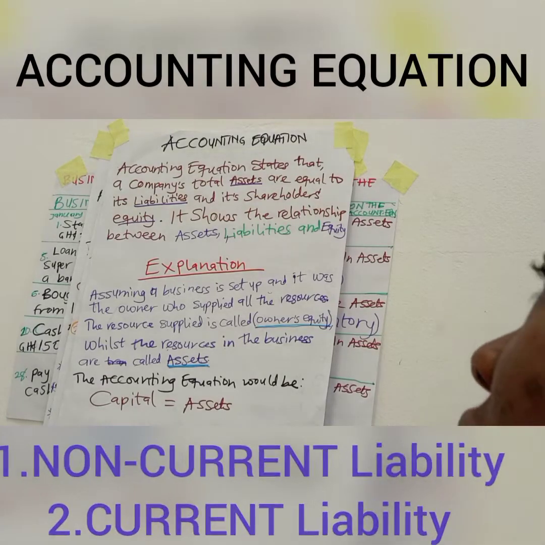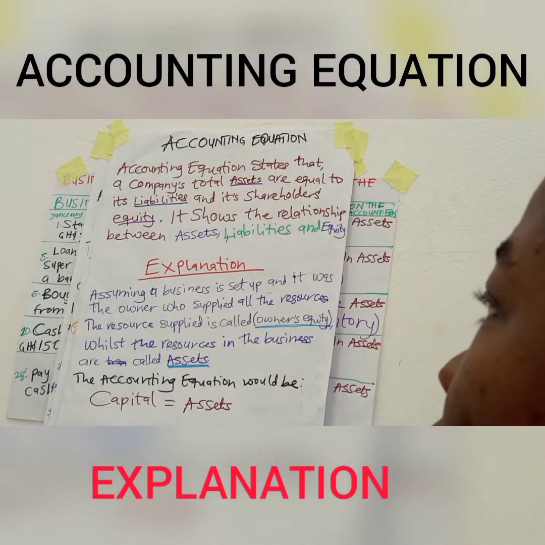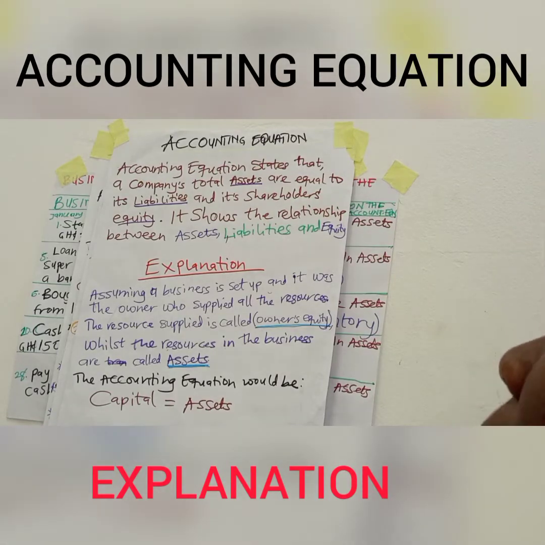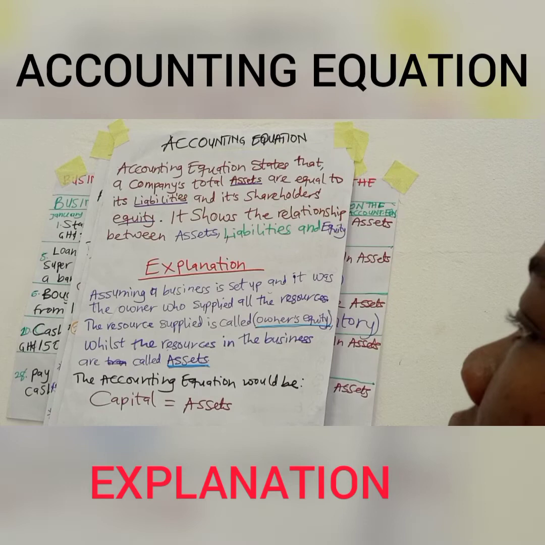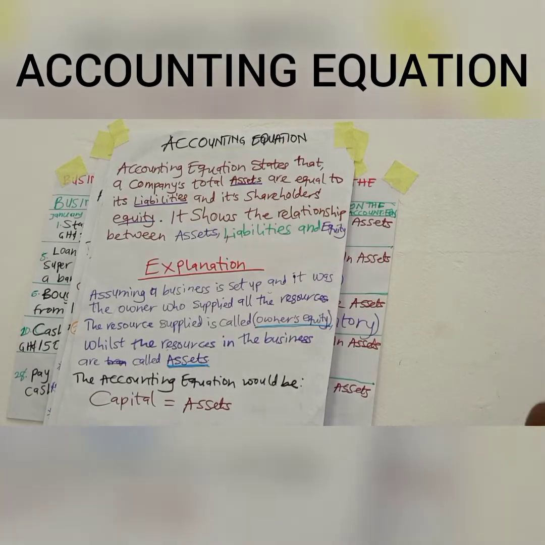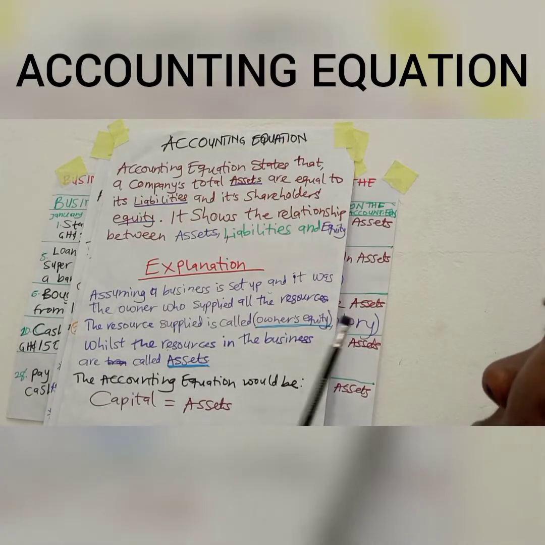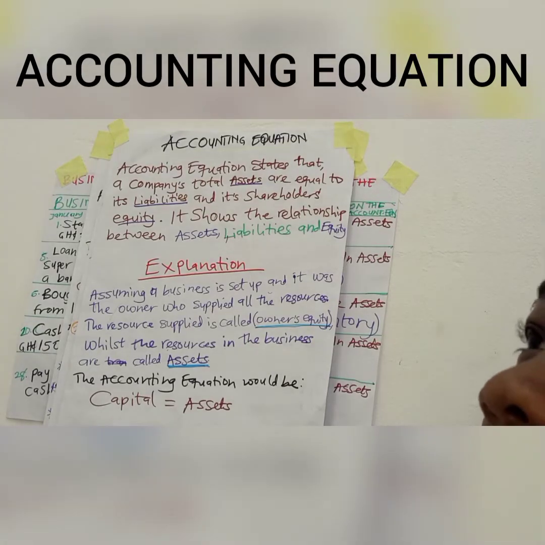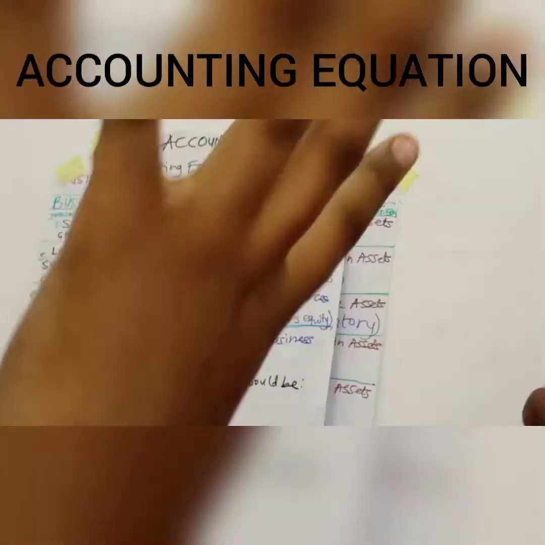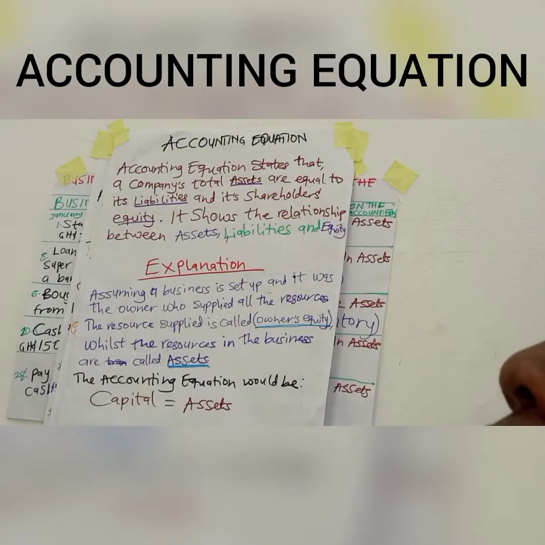So let's explain further. Assuming a business is set up and it was the owner who supplied all the resources. So what will it be? The resources supplied are called owner's equity, while the resources in the business are called assets. We just explained that equity is when owners contribute their own capital. When the owner is setting up a business, he has brought a capital, so it's called owner's equity. And that money he has contributed is what will be used to purchase the assets.